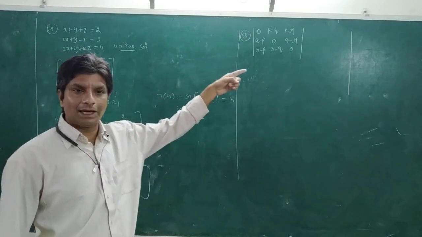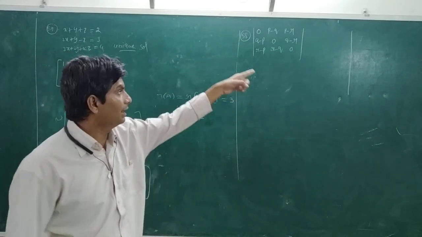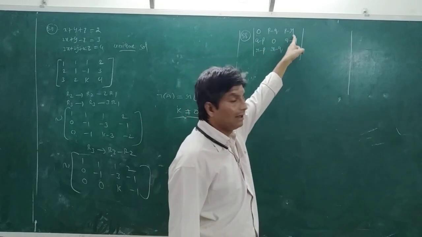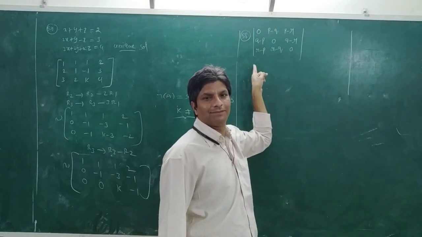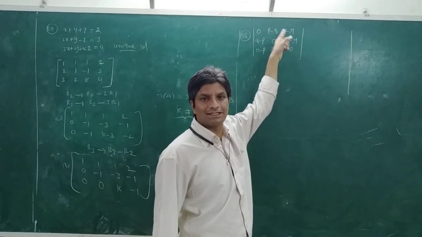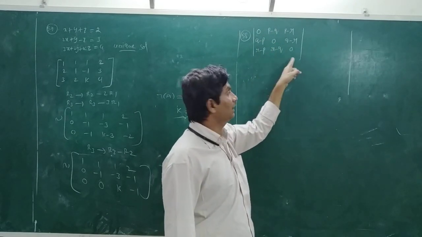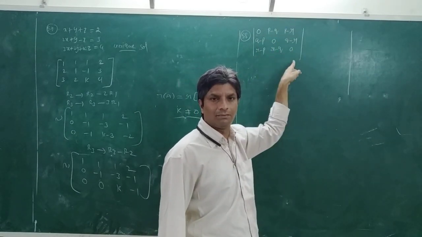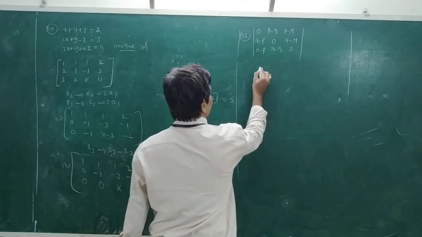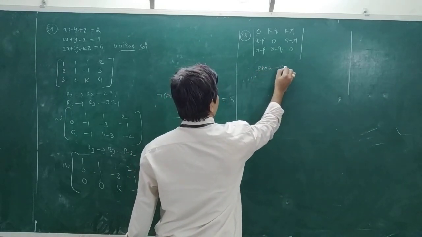Every element in the principal diagonal is 0, and moreover, if you multiply the first row with minus, you are getting the first column. If you multiply the second row with minus, you are getting the second column. If you multiply the third row with minus, you are getting the third column. That means what? What type of matrix is this? Skew symmetric matrix.